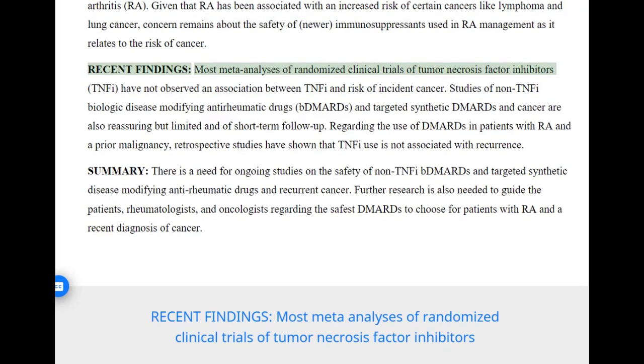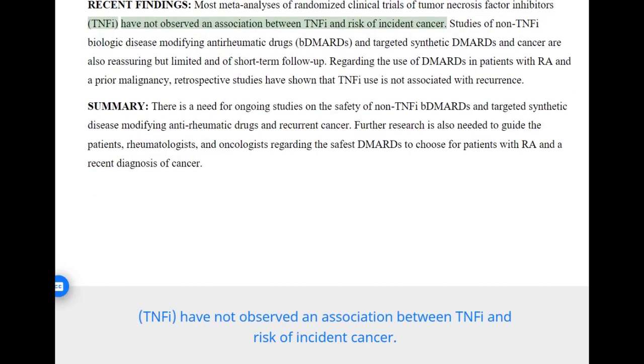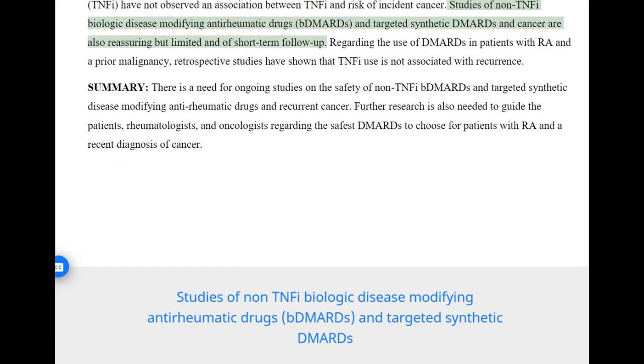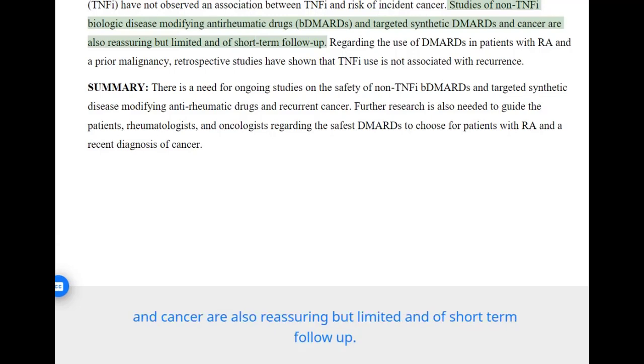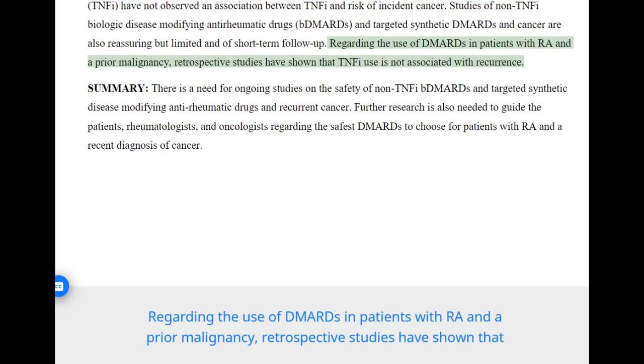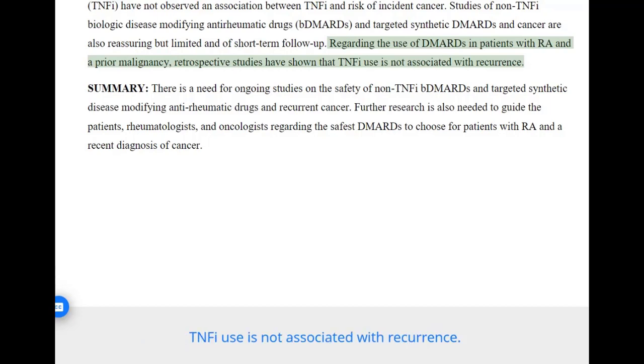Recent findings: most meta-analyses of randomized clinical trials of tumor necrosis factor inhibitors, TNFi, have not observed an association between TNFi and risk of incident cancer. Studies of non-TNFi biologic disease-modifying antirheumatic drugs, bDMARDs, and targeted synthetic DMARDs and cancer are also reassuring but limited and of short-term follow-up. Regarding the use of DMARDs in patients with RA and a prior malignancy, retrospective studies have shown that TNFi use is not associated with recurrence.